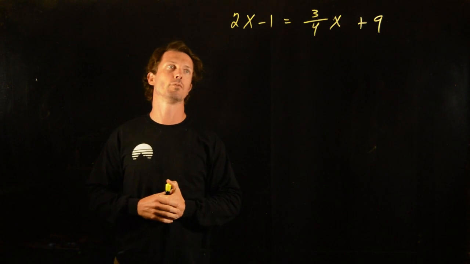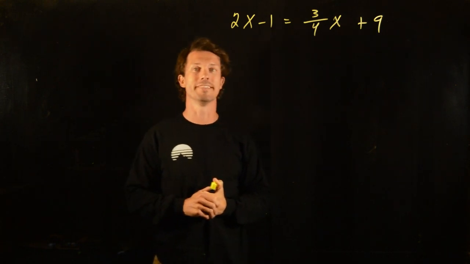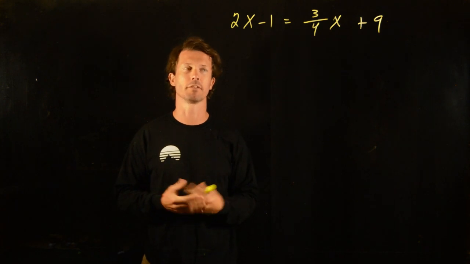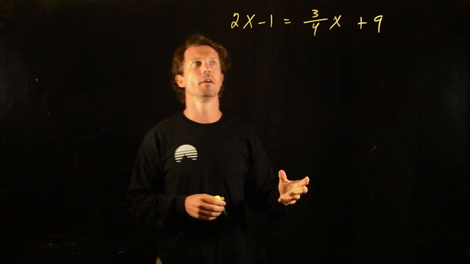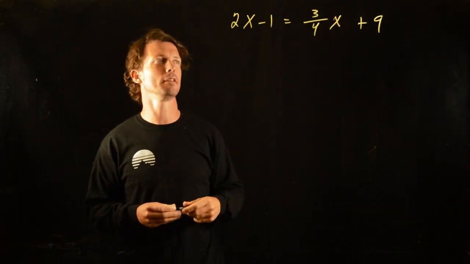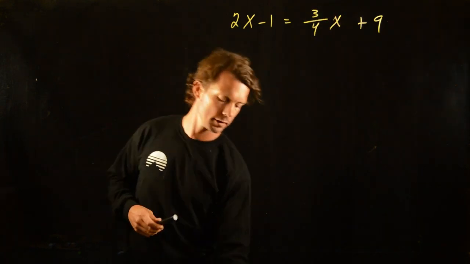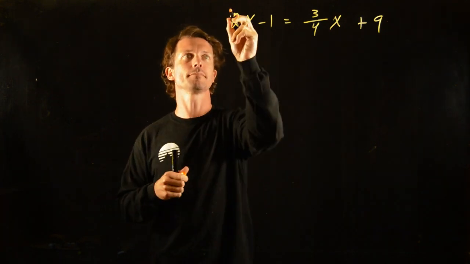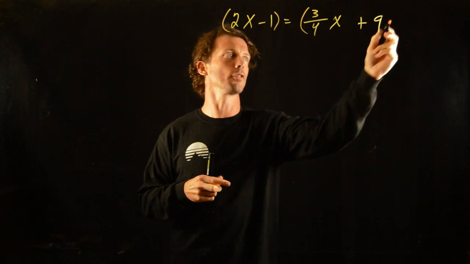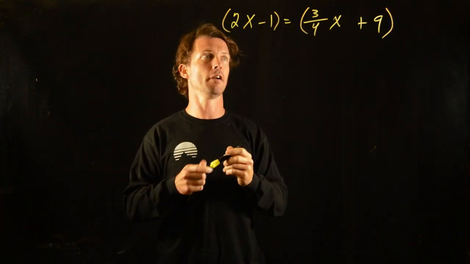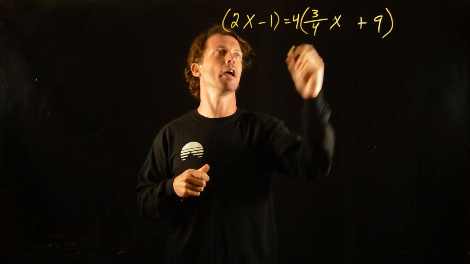We have 2x minus 1 equals 3/4 x plus 9. Now, there's only one fraction here, so you could technically convert this and bring this one over here, but anytime that I see a fraction, what I like to do is remove it. But if I'm going to do that, I'm first going to group these two together. So to remove this 4 from the denominator, I would have to multiply everything by 4.